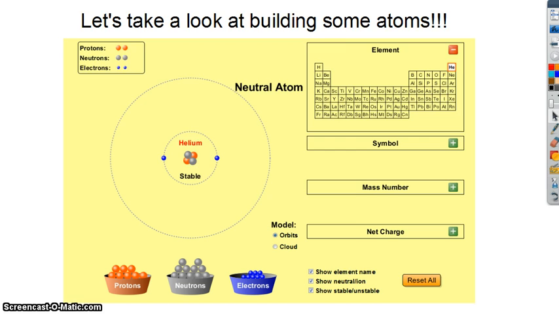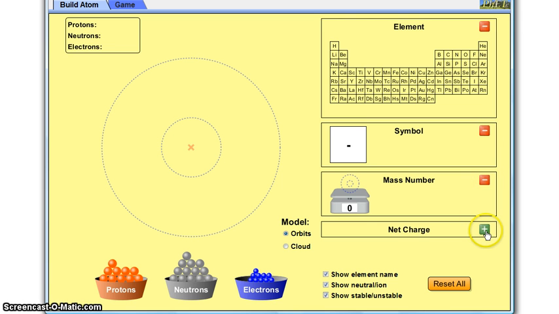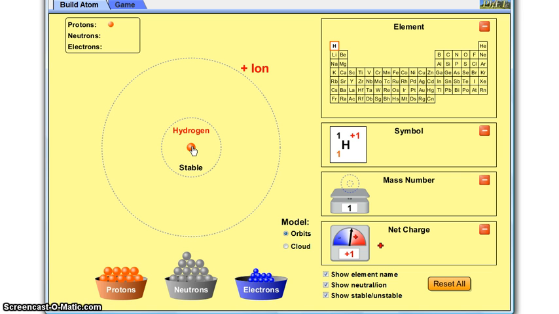We're going to take some time to just look at a simulator. And what we want to do is we want to look at what happens to the symbol, the mass number, and the net charge as we change the numbers of subatomic particles. First, you can see that as I put a proton in, that gives, if you look at the symbol, an atomic number of 1, which is always hydrogen. Right now our mass number is also 1, and our charge is positive 1 because protons are positive.